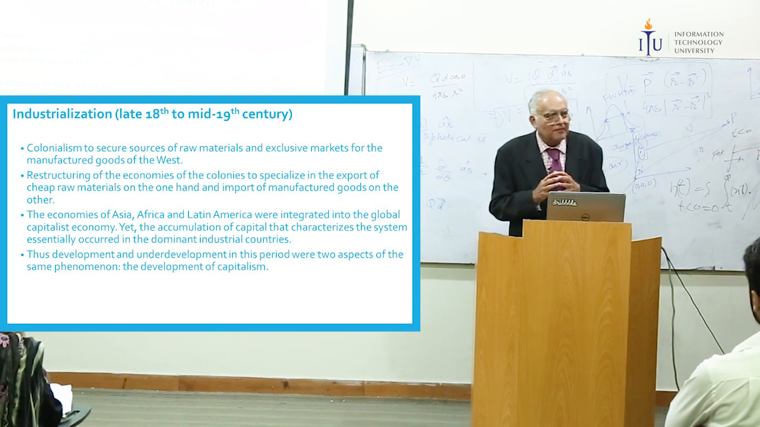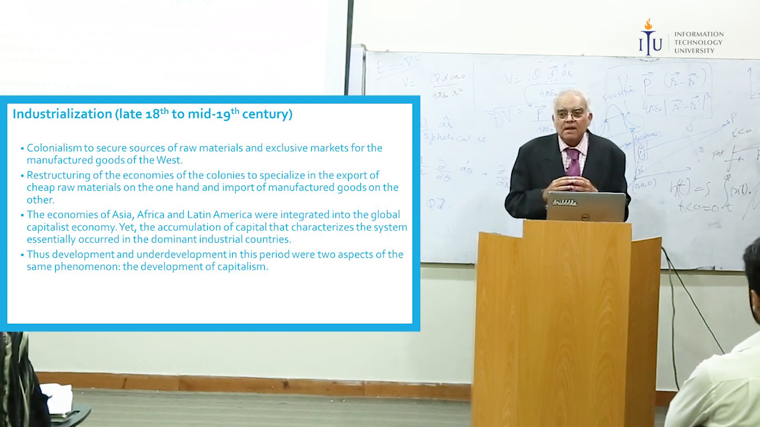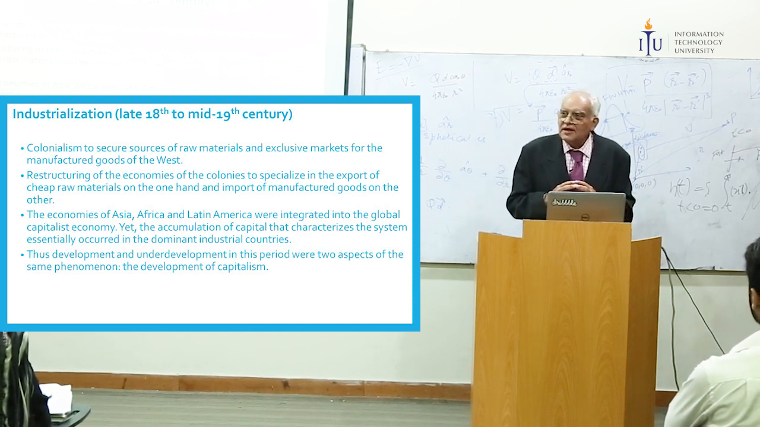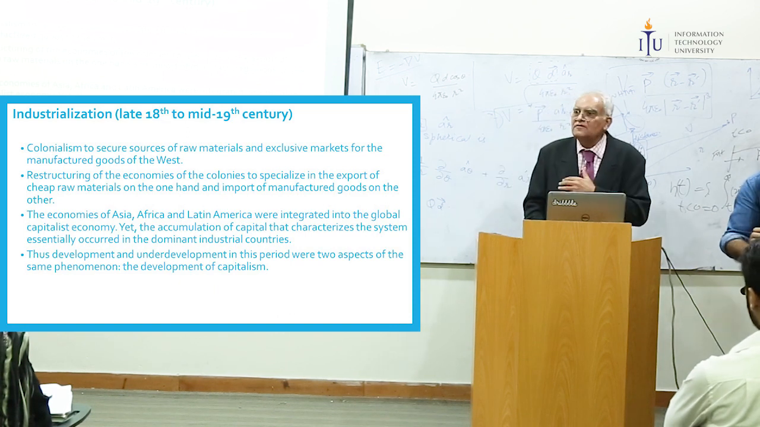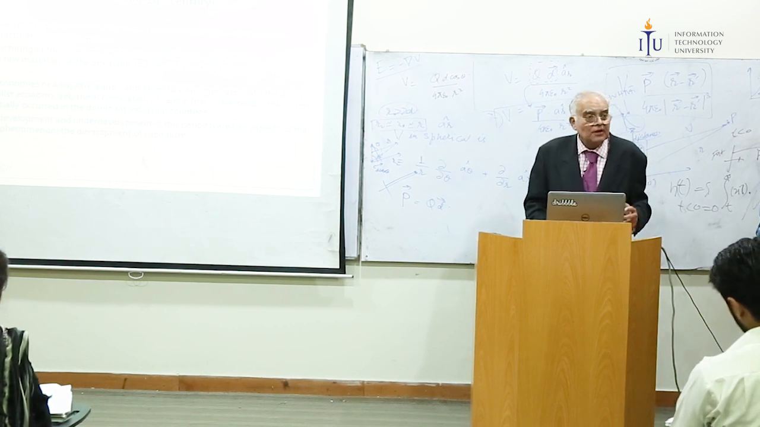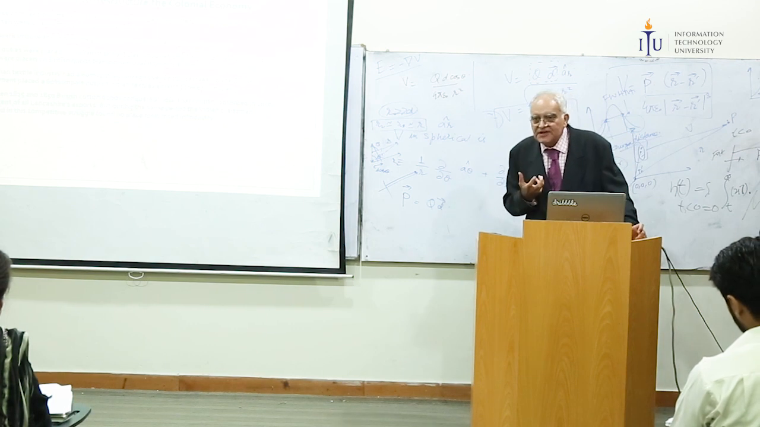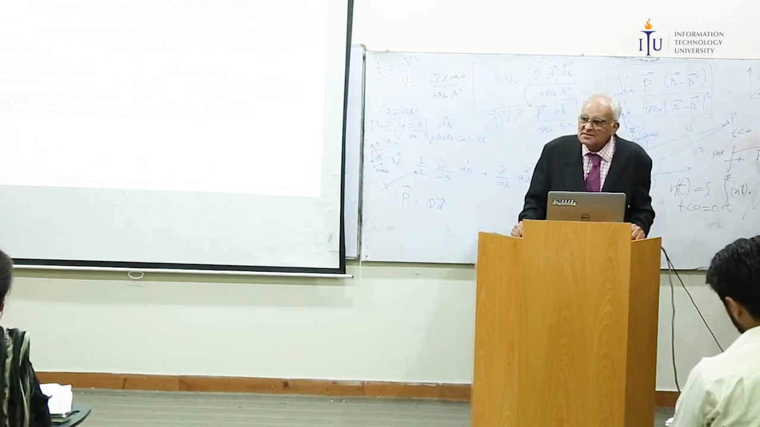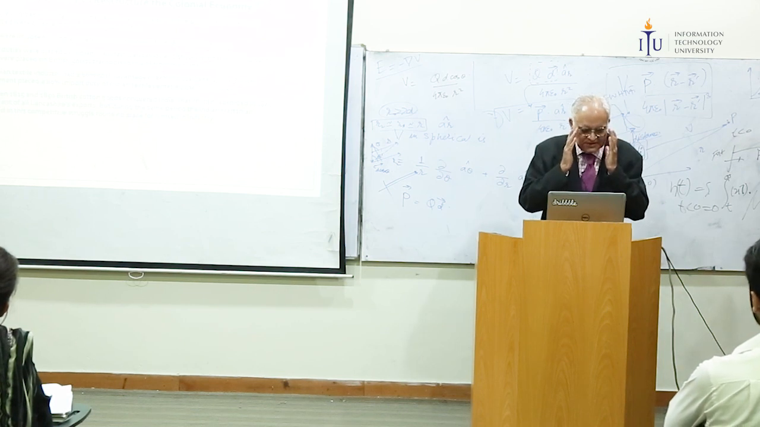As we've seen from the data, from the information that we discussed in these earlier lectures, capitalism at the global level brought development to the industrializing countries and underdevelopment to the colonies, to the third world. So development and underdevelopment are two aspects of the same phenomenon, the phenomenon of capitalist development, where capitalism is seen in terms of a global economy. Some of the instruments through which this restructuring of the economies of the third world was conducted, I'll discuss very briefly because we're short of time in this lecture.